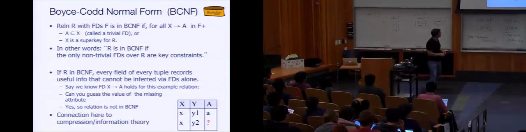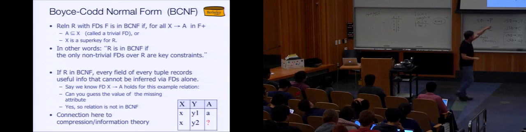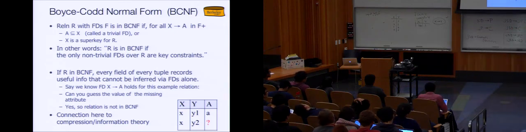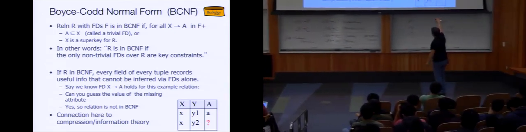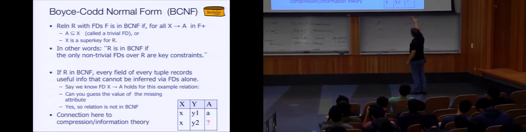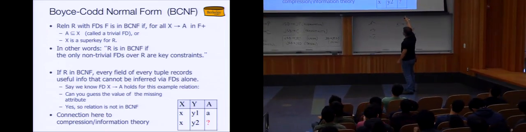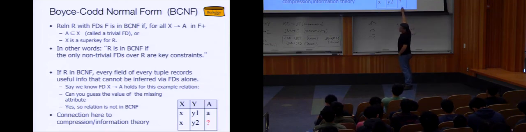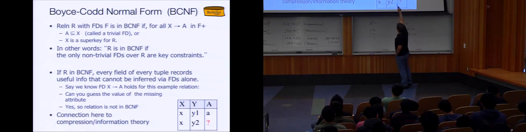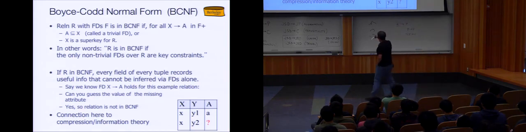Okay. So, to belabor the point, suppose you know X determines A holds for this relation. Can you guess the value of the missing attribute? If so, the relation's not in BCNF, okay? So X determines A. Can you guess the value here? What's the value here? Little a. This is not in Boyce-Codd normal form, because using the FDs and some data, you can figure out other data. Got it? That's bad. That's redundancy. In BCNF, there's no redundancy.